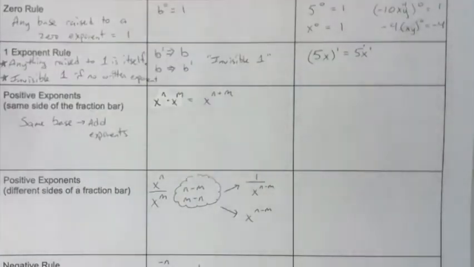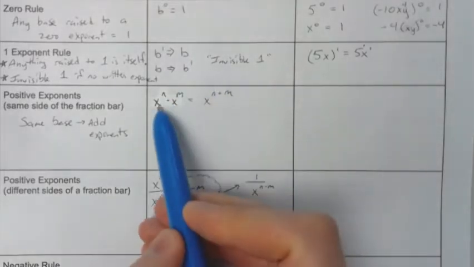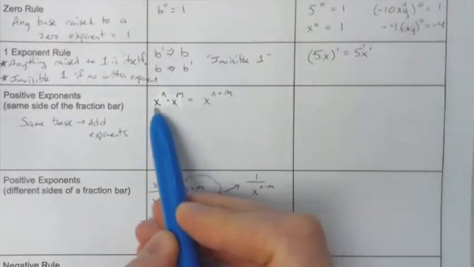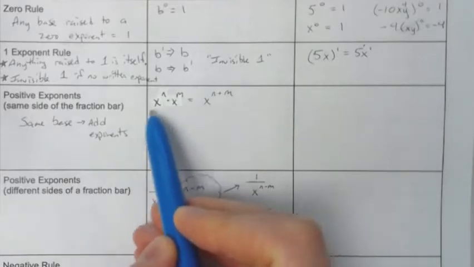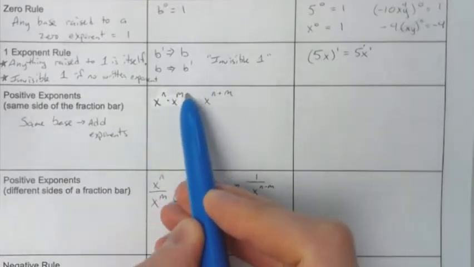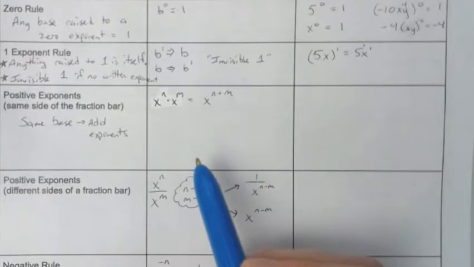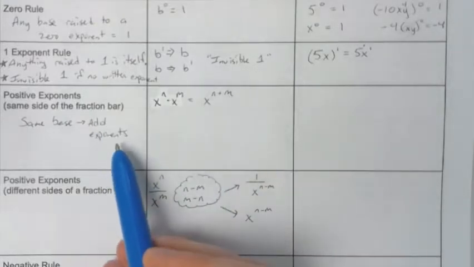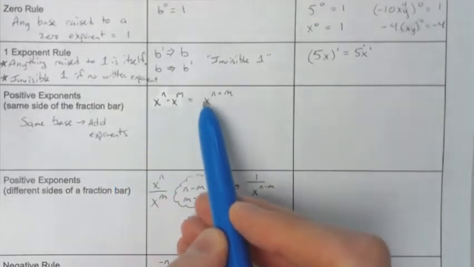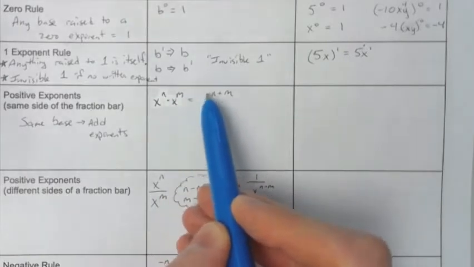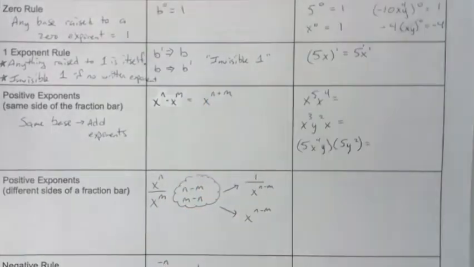Now, what if I have a bunch of different bases and exponents? Well, I look for the ones with the same bases. Example, in these symbols, I have both bases being x. Those are the big ones. The small ones, the exponents, are different. What I'm going to do, the rule says, is add the exponents. So since they're both x's, I keep x, and I add the exponents n plus m.